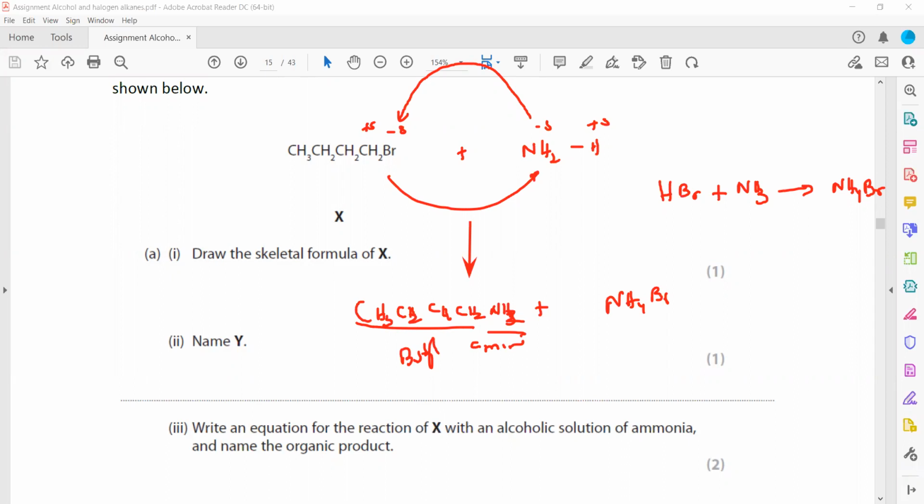So we always consider that we have excess of ammonia, like we have more ammonia, unless they mention in the question that we have a limited ammonia. If there's a limited ammonia, then multiple substitution will occur, until all of the hydrogens attached to the nitrogen are replaced by alkyl groups.